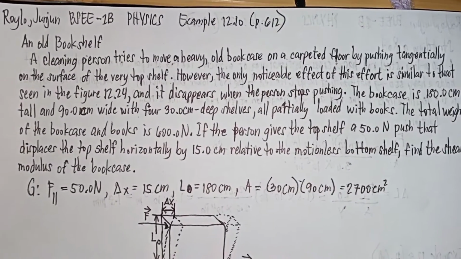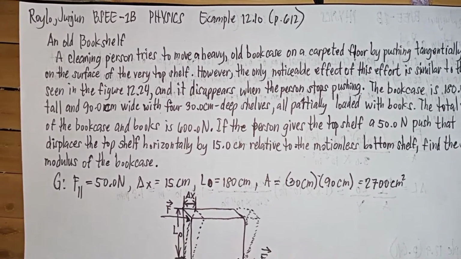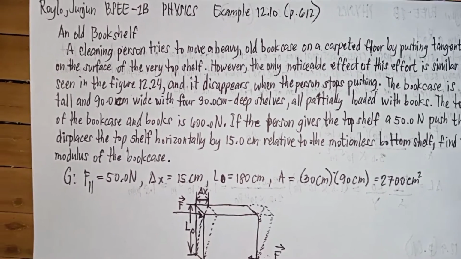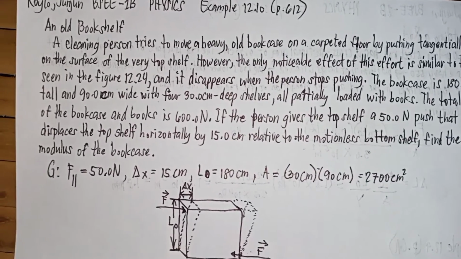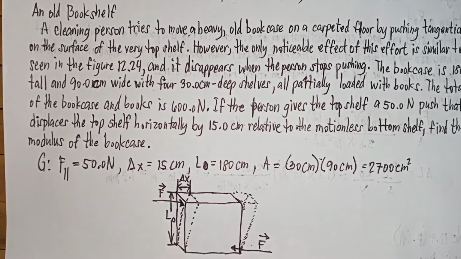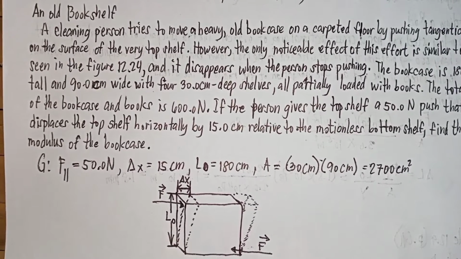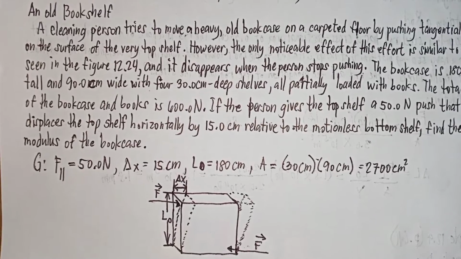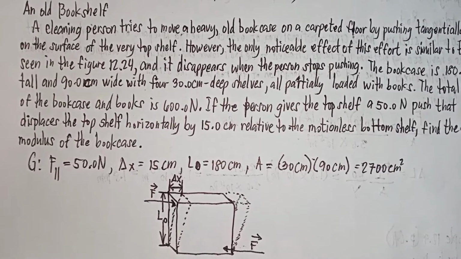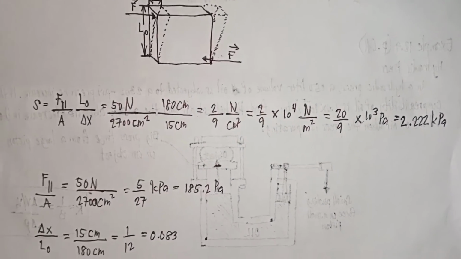The only pieces of relevant information are the physical dimensions of the bookcase, the value of the tangential force, and the displacement this force causes. We identify the force that acts parallel to the surface equals 50 newtons, delta x equals 15 centimeters, the initial length 180 centimeters, and the area equals 30 centimeters times 90 centimeters equals 2,700 square centimeters. Then proceed to solutions.